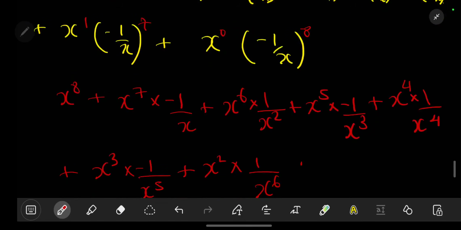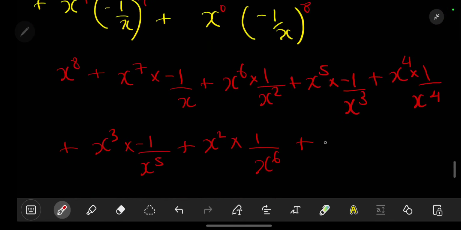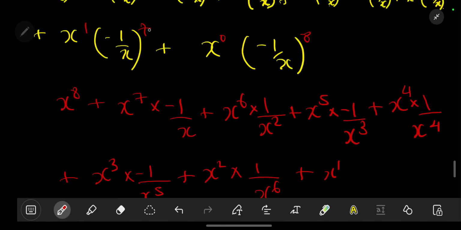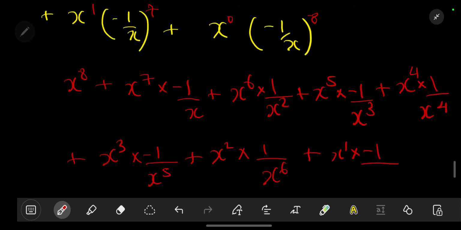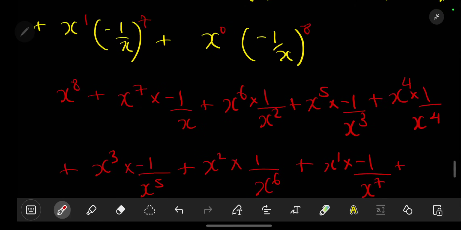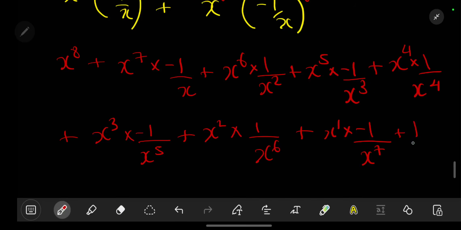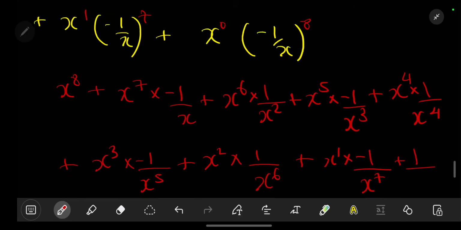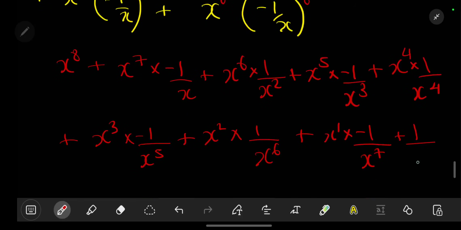Then we have plus x to the power of 1. Then negative 1 to the power 7, 7 is odd, so we are going to have negative 1 over x to the power of 7, like that. Then last but not the least, x to the power 0 is 1. Negative 1 to the power 8 is positive 1, so we write 1 over x to the power of 8, like that.